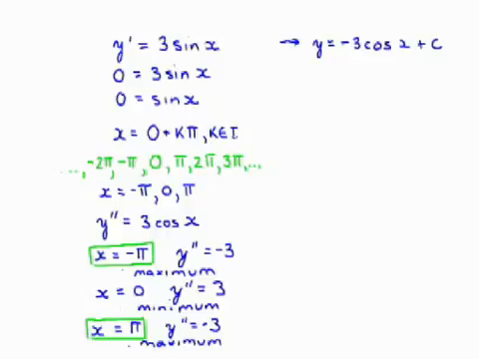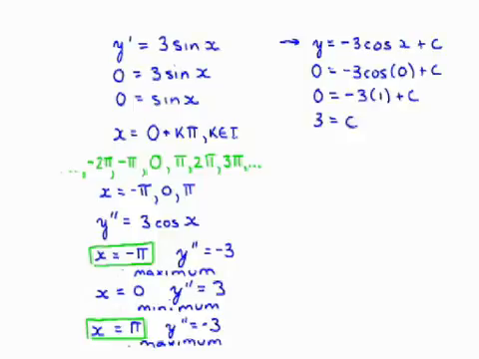I was told that the curve passes through the origin, so it passes through 0, 0. So I can substitute 0 in for y and 0 in for x and solve for c. And when I do so, I find that c is equal to 3. So now I have everything I need for the equation of our original function or curve. Y is equal to negative 3 cosine x plus 3. Now I've addressed the first part of this question.